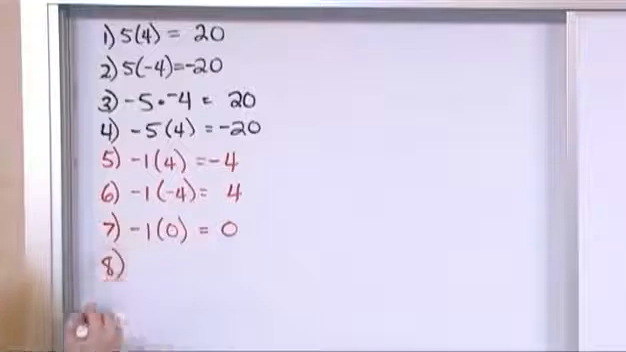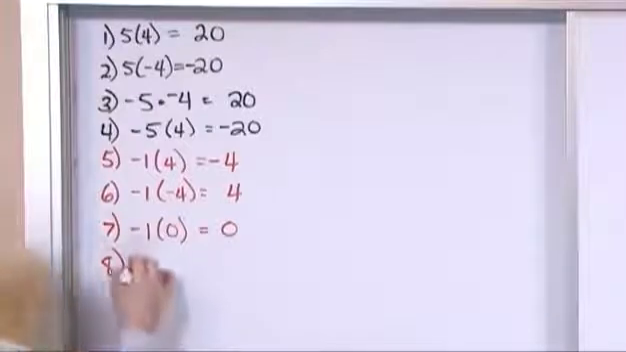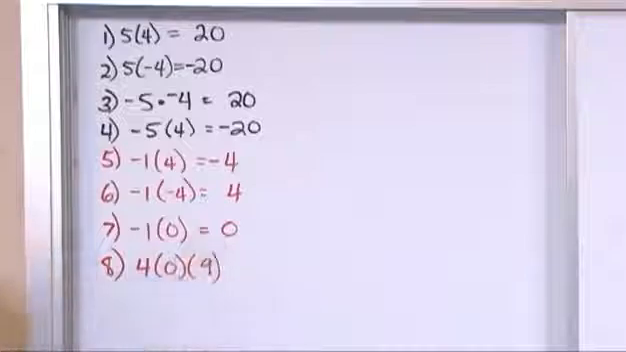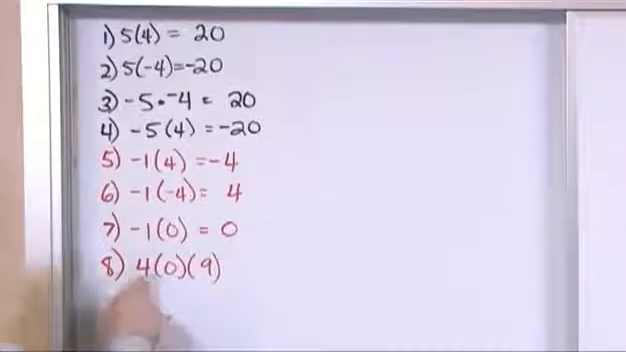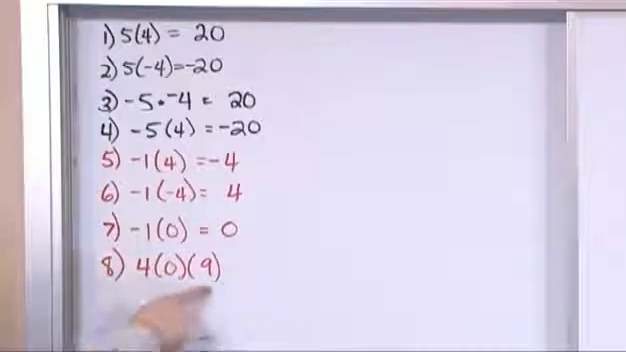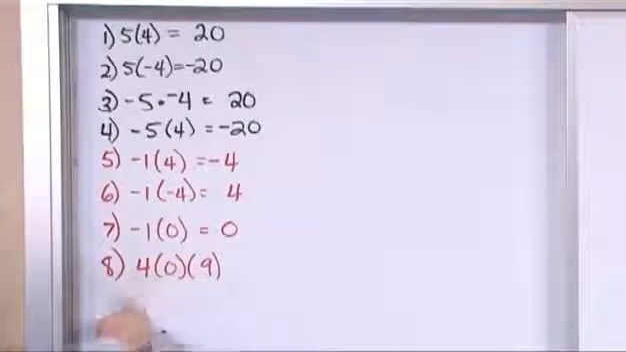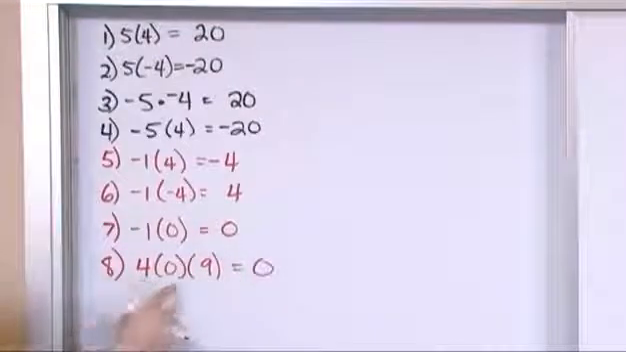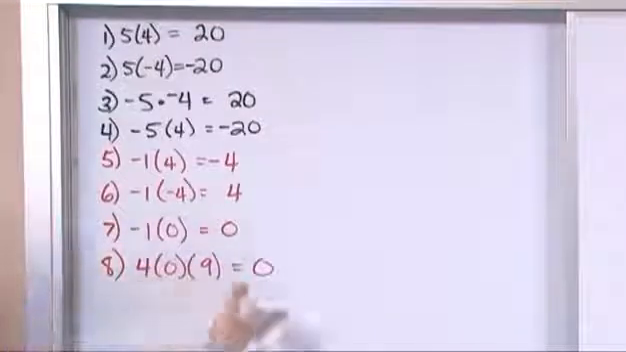So number 8, let's say 4 times 0 times 9. Well, you could say 9 times 4 is 36, 36 times 0, but you can just sort of look at it. Anytime you have a bunch of numbers here and they multiply with 0 in there anywhere, the answer is going to be 0, because 4 times 0 gives you 0, 0 times 9 also gives you 0.